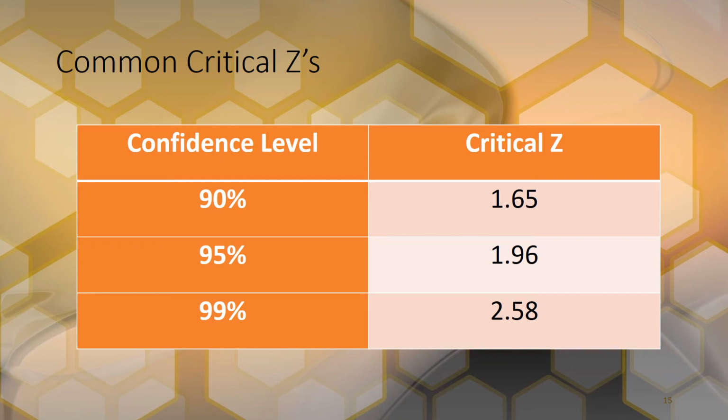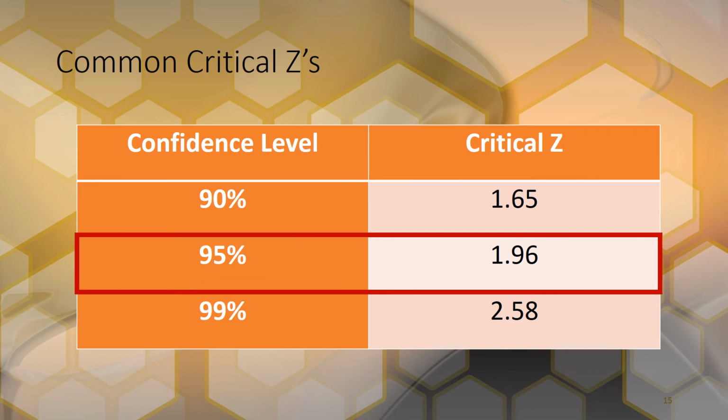But in psychology, at least, the most common one, and the one you're going to calculate the most amount of times, like probably 99% of the time, is going to be the 95% confidence level. And so 1.96 is something to keep in mind.